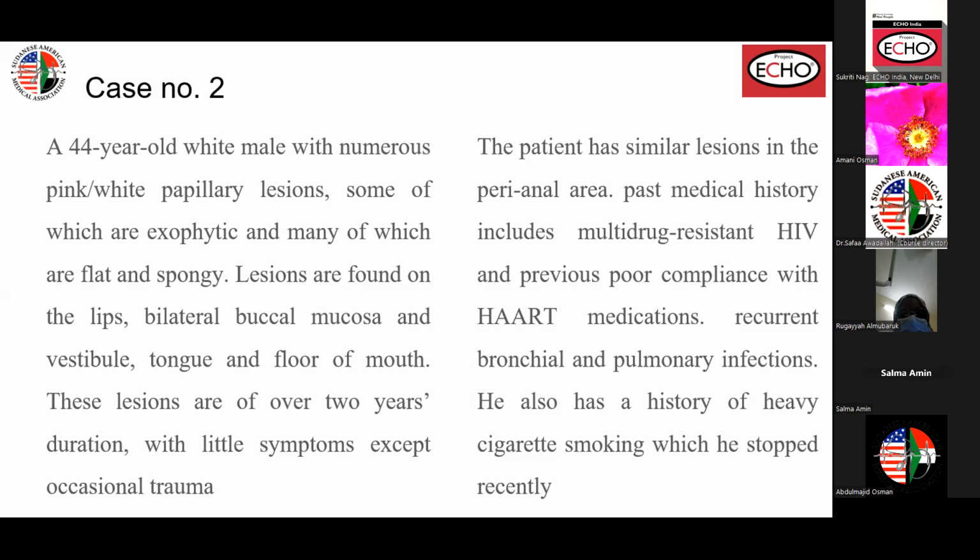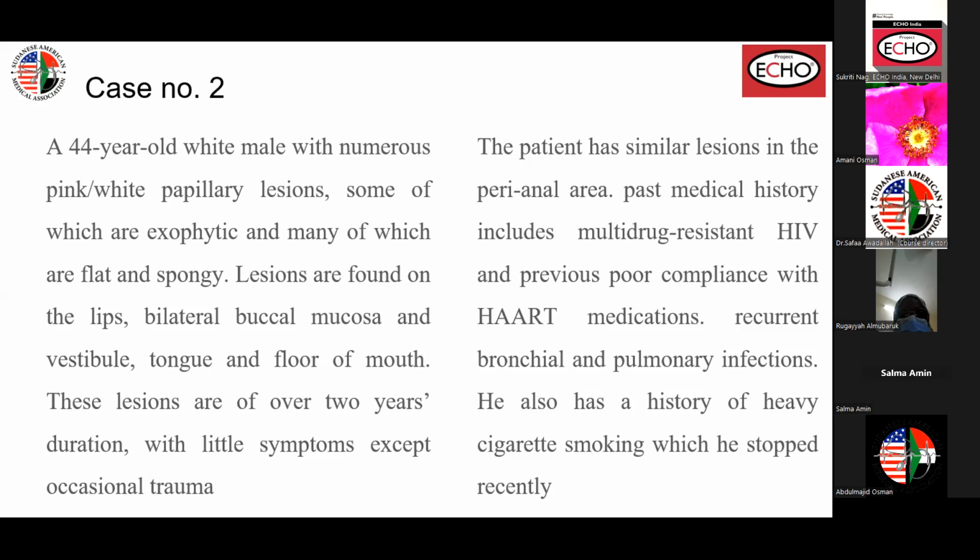Otherwise, they are asymptomatic. The patient has similar lesions in the perianal area, and the past medical history includes multi-drug resistant HIV and previous poor compliance with HAART, which stands for highly active antiretroviral therapy.